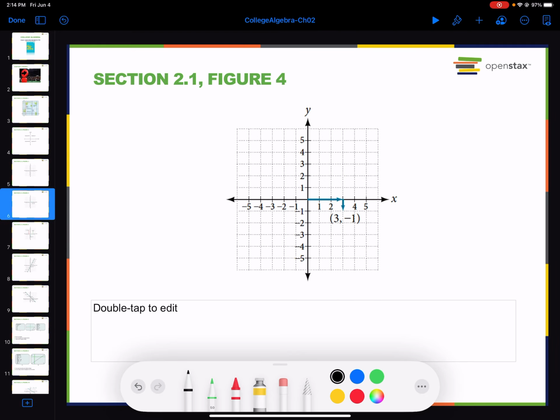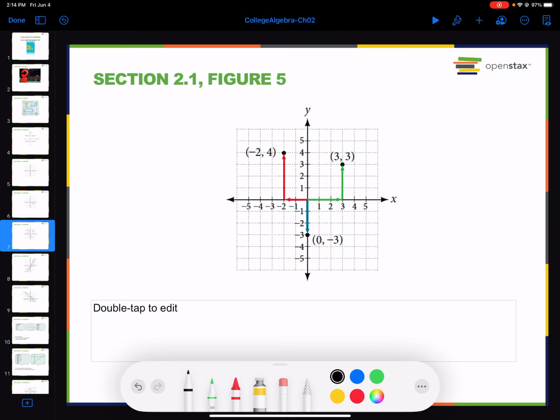So in this example, we're looking at a particular point. The point is 3, -1. So this is your x value and this is your y value. So to plot that, you would go positive 3 on the x-axis and then -1 on the y-axis. So that's going to put you right there.